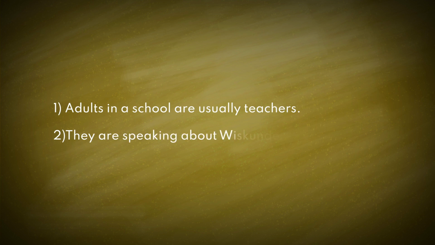A teacher and a student. How do you know this? Hoe weet jy dit? Well, there could be 2 reasons. Adults in a school are usually teachers. They are speaking about wiskunde, which is maths.